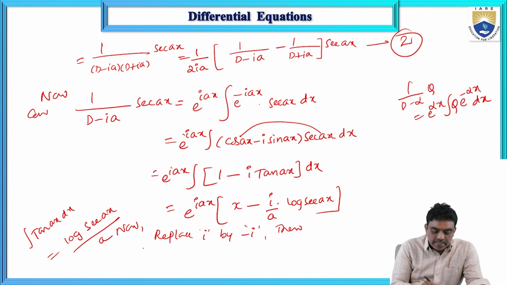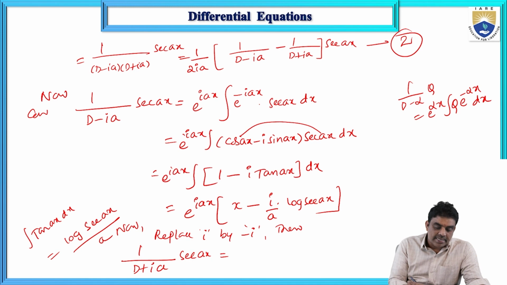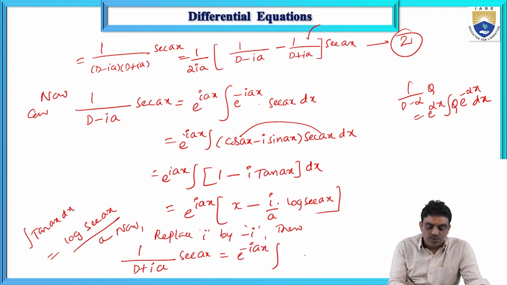Then what we will get? 1 by D plus iA of secant ax. And replacing i by minus i, we will get 1 by D plus iA of secant ax. We need 1 by D plus iA also. So just on replacing, you need not do the same procedure once again. Just replace i for minus i, that is 1 by D plus iA of secant ax, that is e power minus iax into, so what is the solution, x into, this is the final solution.